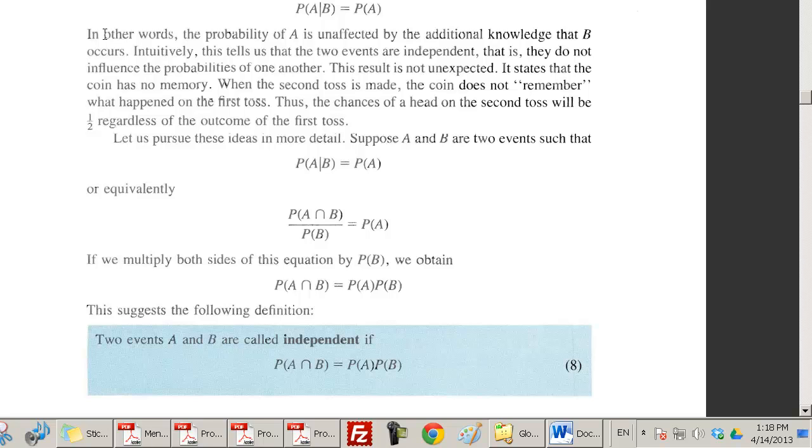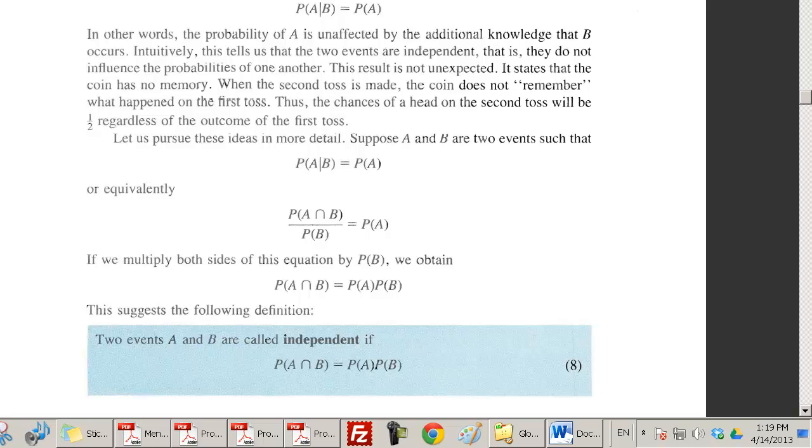So let's read what they say. In other words, the probability of A is unaffected by the additional knowledge that B occurs. Intuitively, this tells us that the two events are independent. That is, they do not influence the probabilities of one another. The result is not expected. It states that the coin has no memory. When the second toss is made, the coin does not remember what happened on the first toss. Thus, the chances of a head on the second toss will be 1/2 regardless of the outcome of the first toss. Let us pursue these ideas in more detail.